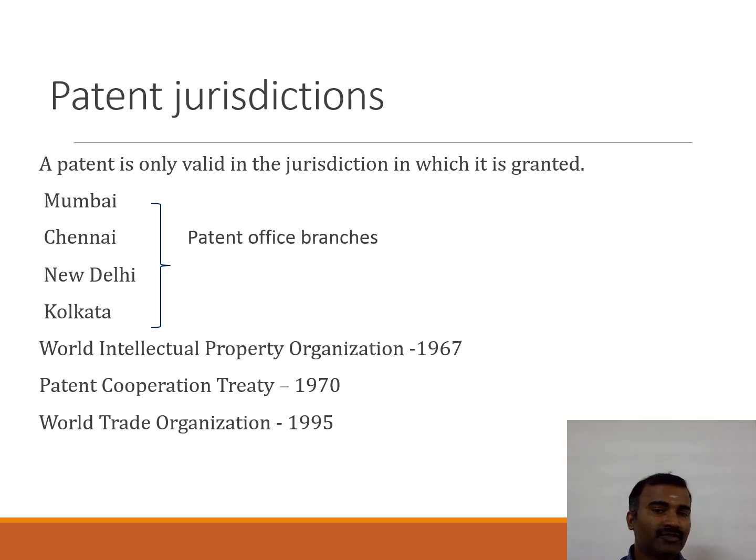So these are the patent jurisdictions available in India for granting patents. There are 4 locations: one is Mumbai, second is Chennai, third is New Delhi, and fourth is Calcutta. These are the patent office branches located in India for Indian patent filing.